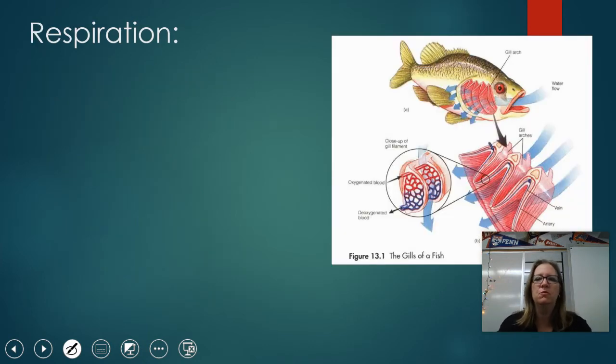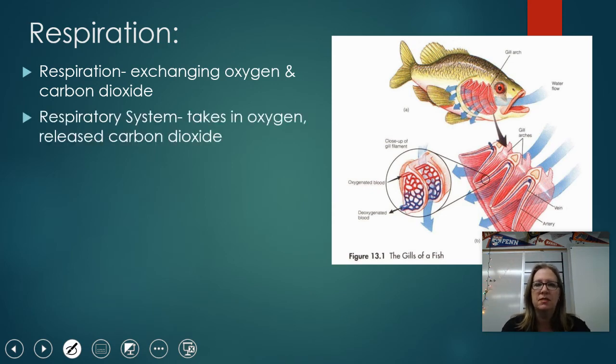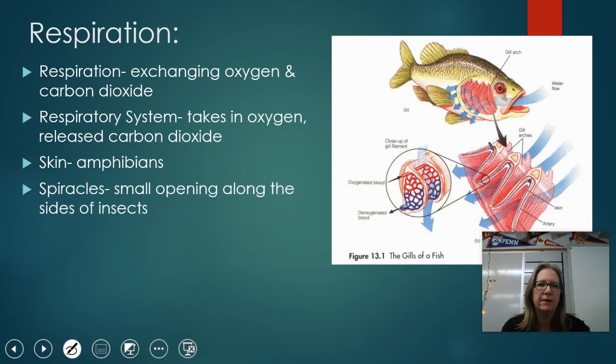All right, let's move on to respiration. So respiration is the exchange of oxygen and carbon dioxide. It can be breathing, but it could also be referring to cellular respiration, which is that kind of opposite reaction of photosynthesis, where oxygen and carbon dioxide are changing places, okay? So the respiratory system is in charge of that, and it basically takes oxygen into the body and it releases carbon dioxide, which is a waste product for us, okay? Some animals, like amphibians, they perform respiration through their skin. This is why their skin needs to be moist in order for that gas exchange to occur, okay?